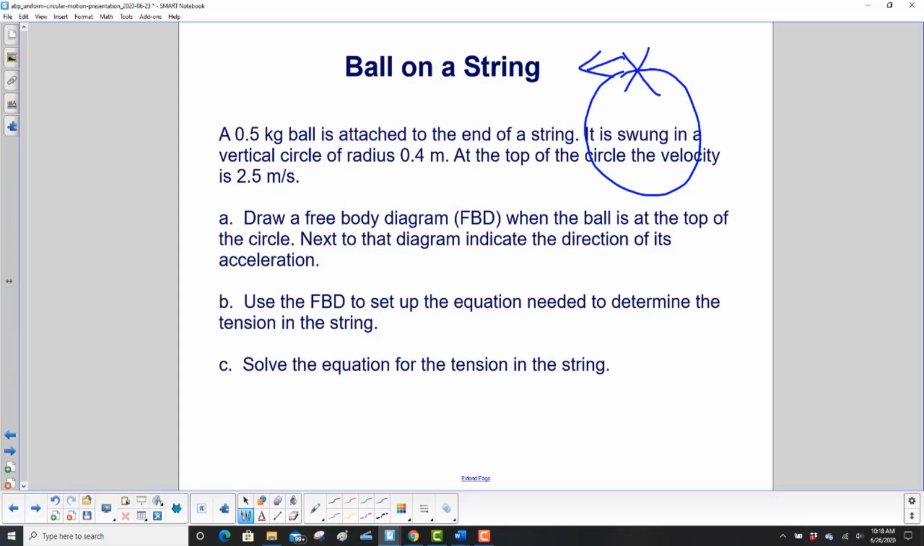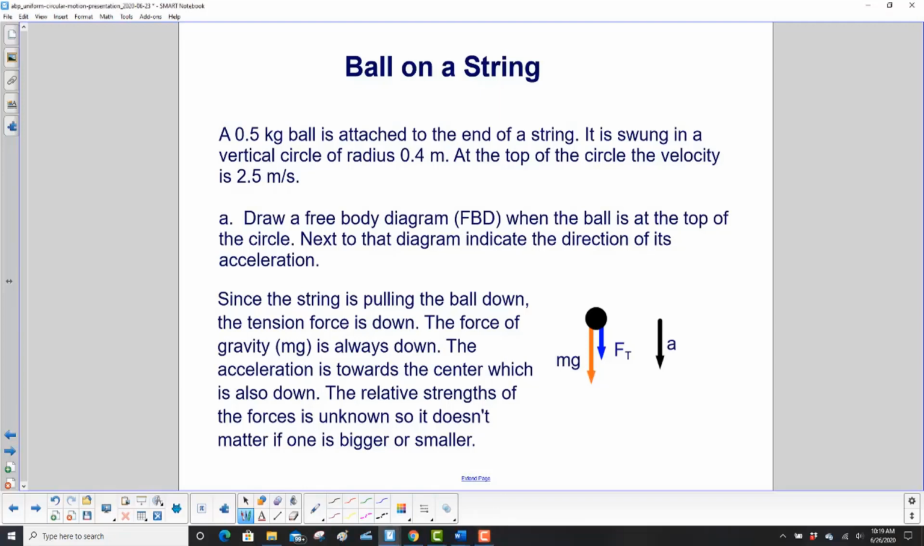Draw a free body diagram when the ball is at the top of the circle. Next to that diagram, indicate the direction of its acceleration. Then use the free body diagram to set up the equation needed to determine the tension in the string. And finally, solve the equation for the tension in the string.